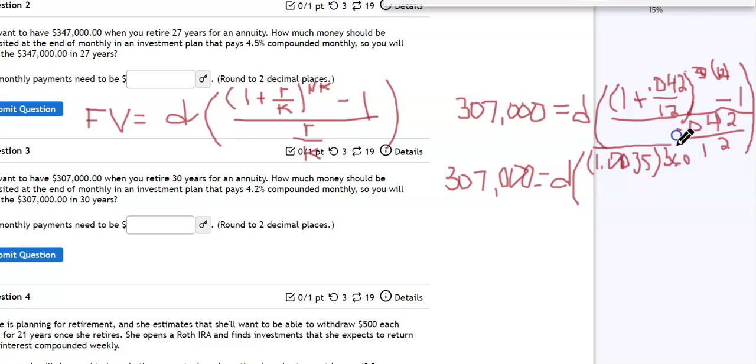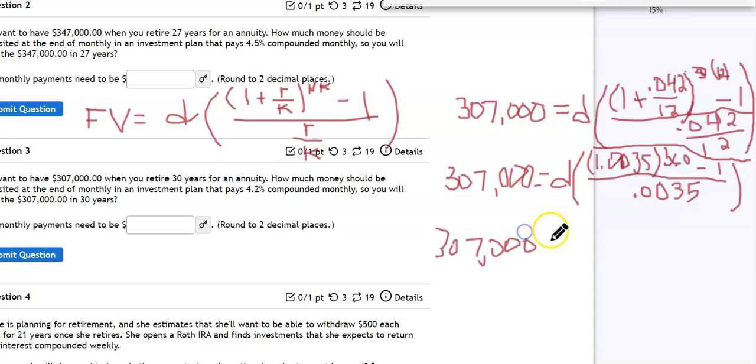Just for the sake of space, I'm just going to put a line here so we're not running up against this stuff. Minus 1, all over. Now I can also do this computation, and this right here is going to be this decimal without the 1, so 0.0035. All right, now next, we've got to do this number raised to the 360th power. So we'll do that in my calculator, but first I'll rewrite this. So 1.0035 to the 360th power.